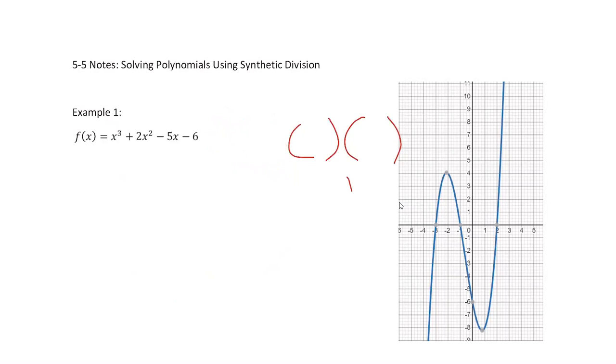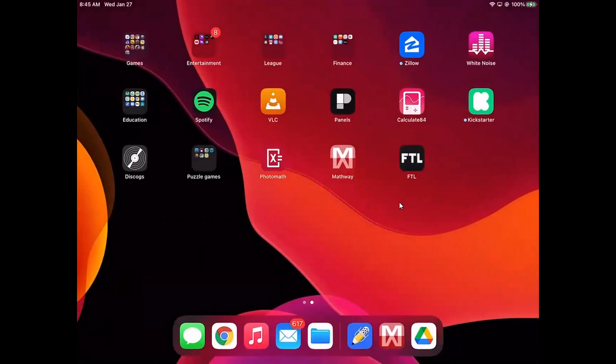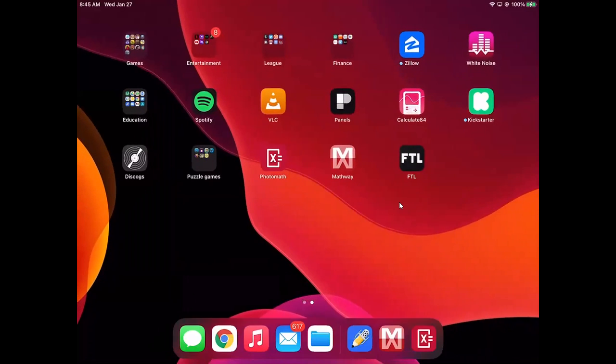We're going to use our graphing calculator to graph and find one of our zeros to start. This is what our graph looks like. Like I said, we are going to get these 3 answers. But I'm going to pull up my graphing calculator really quick. Oops, wrong thing. There it is.